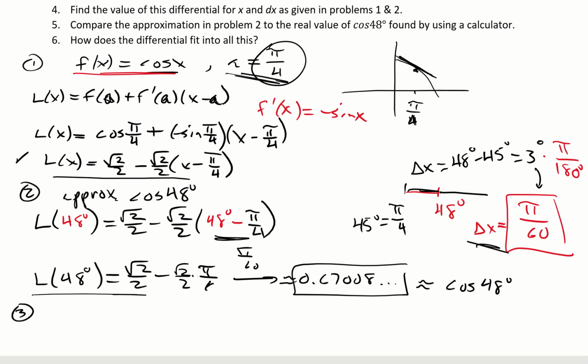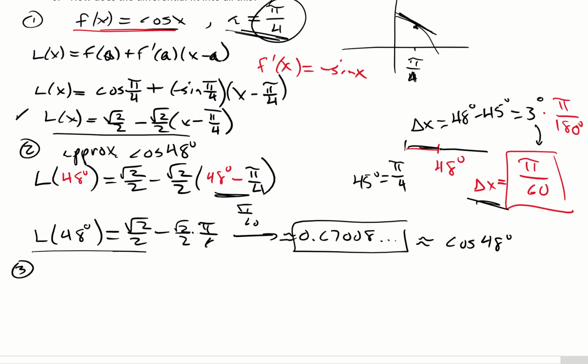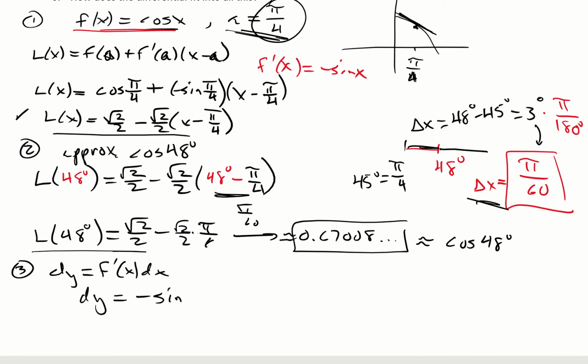Let's go to 3. Part 3 says, find the differential of cosine of x. This is an easy one. dy is equal to f prime of x dx. So dy is equal to minus sine x times dx. We're done. That is the formula for that. Pretty crazy. That's the formula for the change along the tangent line.